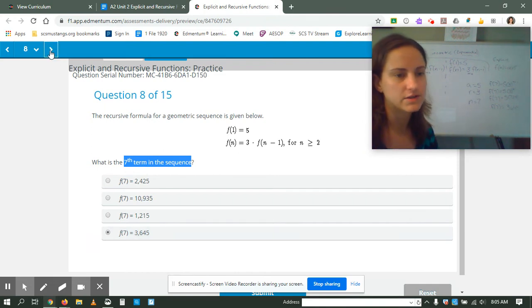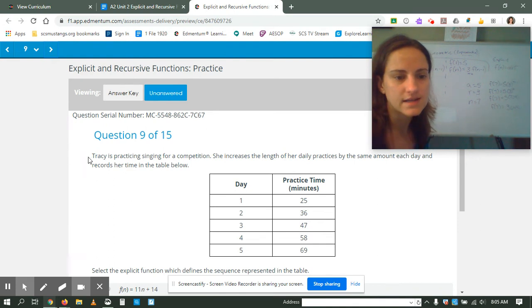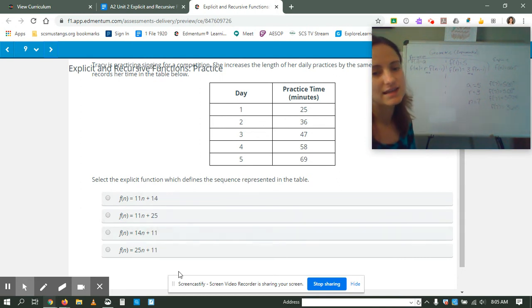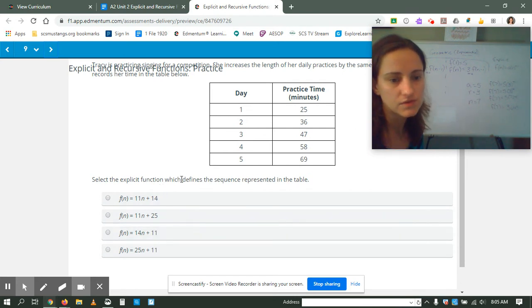Looking at question 9. Tracy is practicing singing for a competition. She increases the length of her daily practices by the same amount each day and records her time in the table below. Select the explicit function which defines the sequence represented by the table. So looking at this, they've already made it very clear that this is a linear function or an arithmetic function. So this is in slope-intercept form, y is equal to mx plus b. So all we really need to do is find our slope and then go from there.